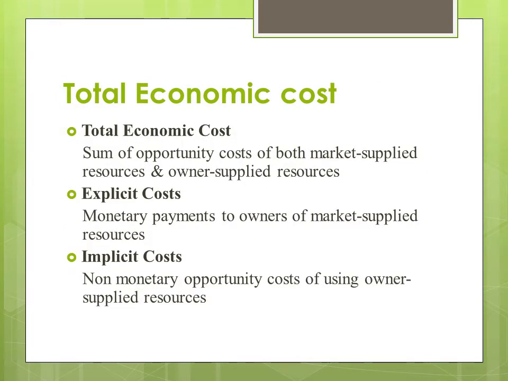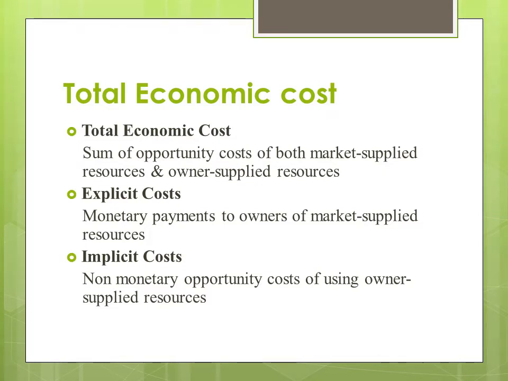Next is total economic cost. Total economic cost is basically the sum of opportunity costs of both market supplied resources and owner supplied resources. Market supplied resources are also called explicit cost, and owner supplied resources are also called implicit cost. So economic cost is equal to explicit costs plus implicit costs.